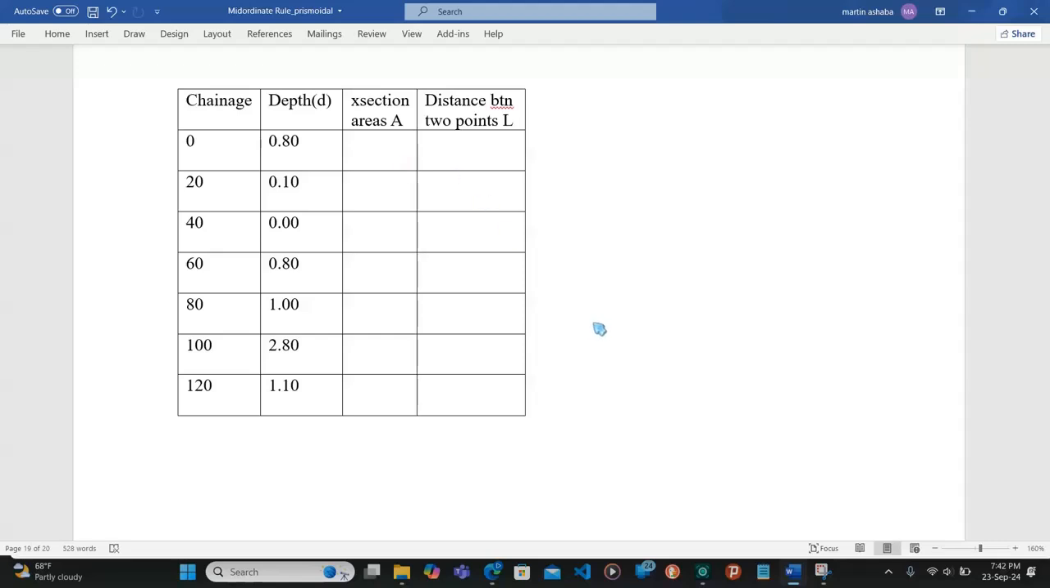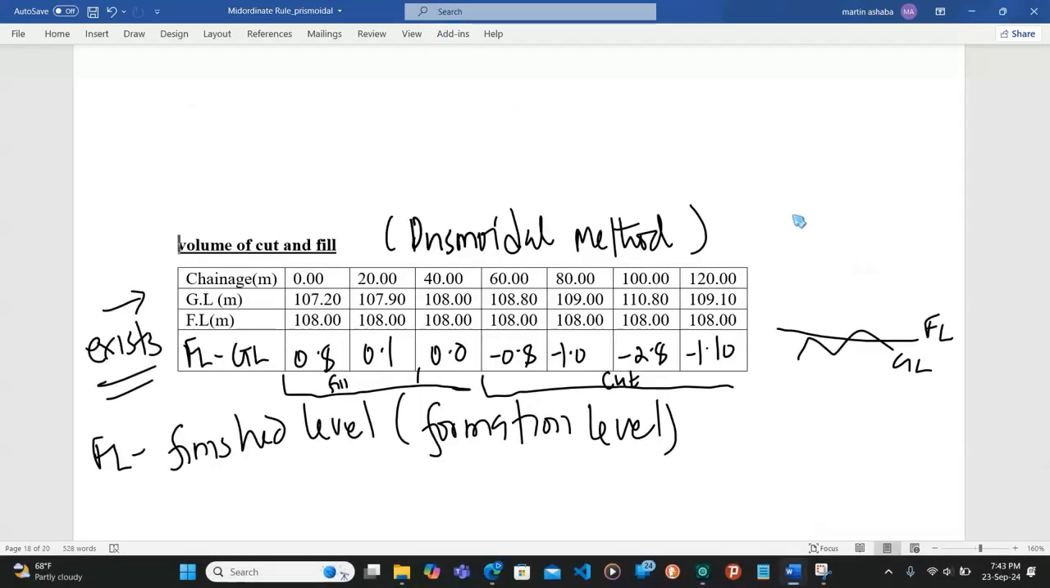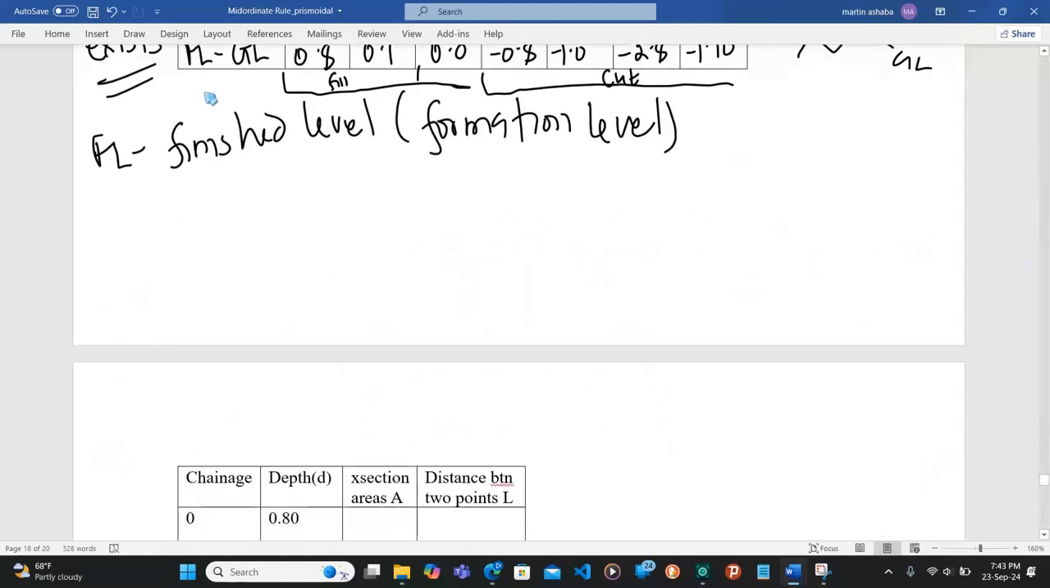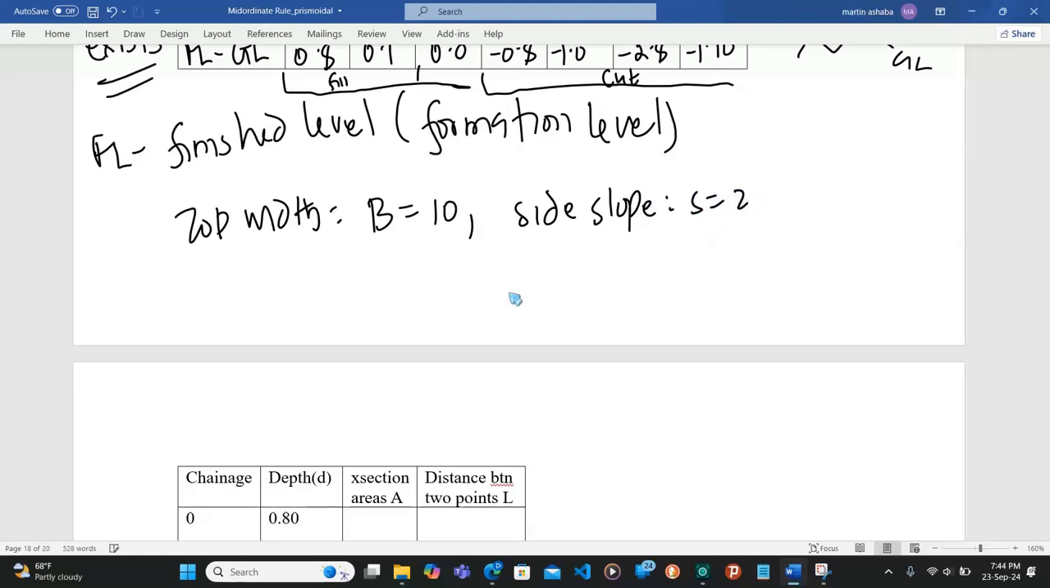So what is going to be the area here? In here, it was provided that the top width of the embankment that we are looking at is B equal to 10, and the side slope is S equal to 2. So if we are talking about an embankment that has a trapezoidal section, then this is going to be 2 to 1, 2 to 1. And the top here is going to be 10 meters.